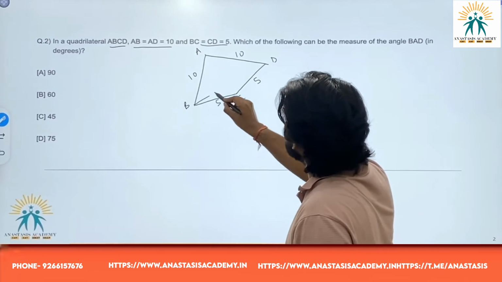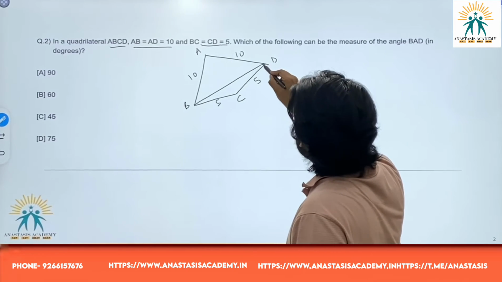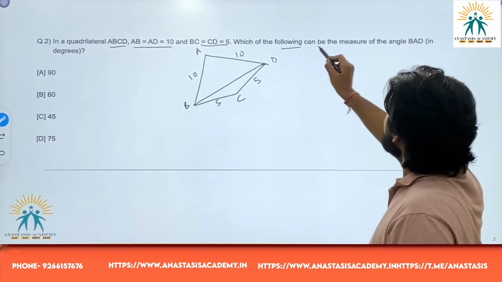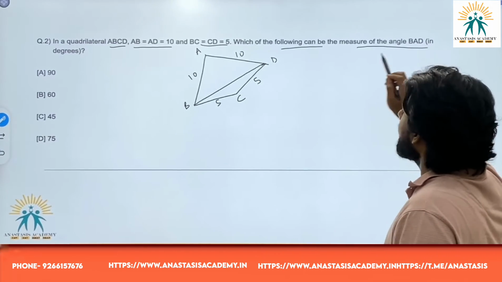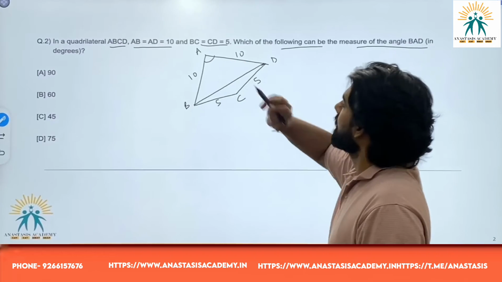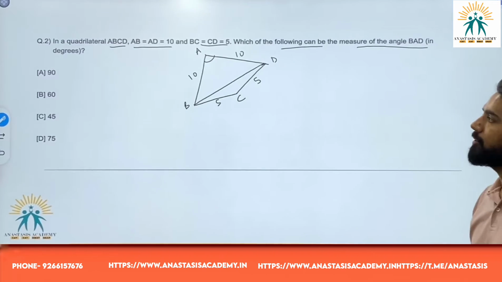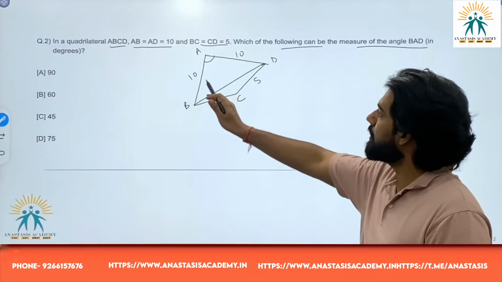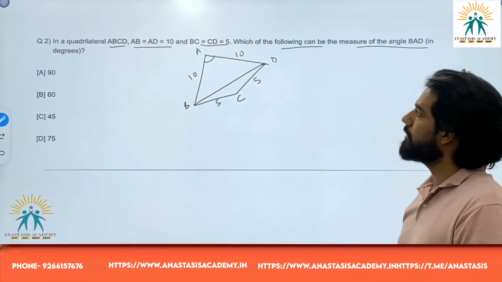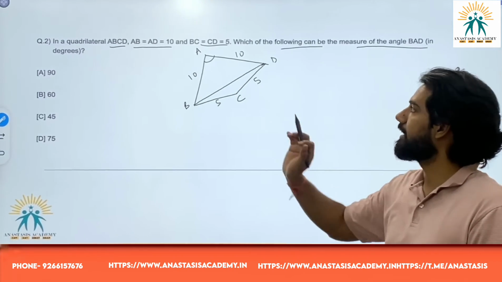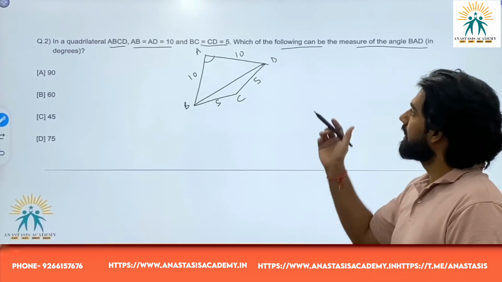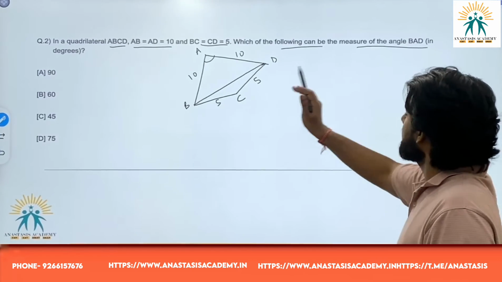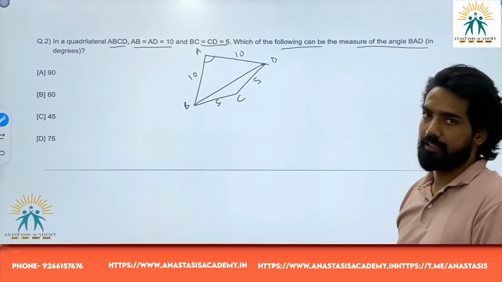Let's just join this line. This is the diagonal. Now, it is asked which of the following can be the measure of angle BAD. So, I know it is given that it's a general quadrilateral and side AB is equal to AD, which is equal to 10 units, and BC is equal to CD, which is given as 5 units. Now, I have to find what can be the measure of this angle BAD.